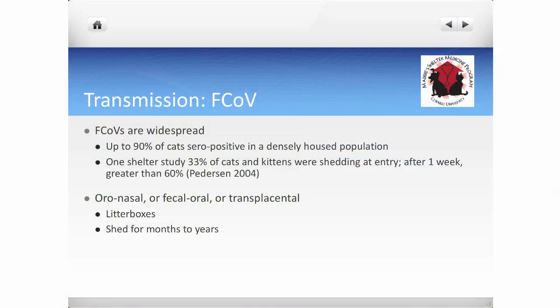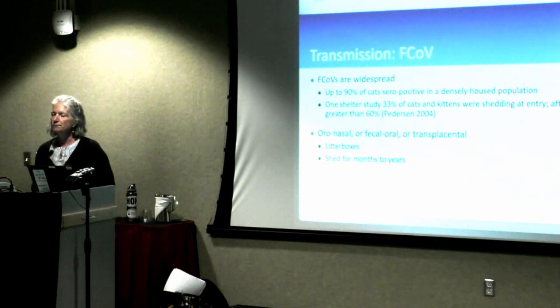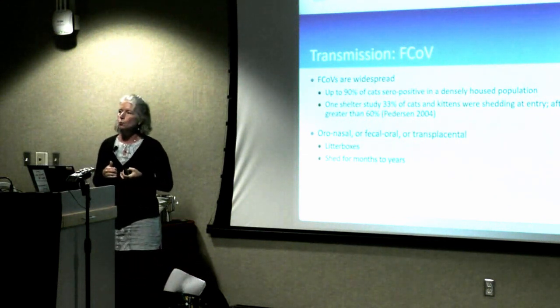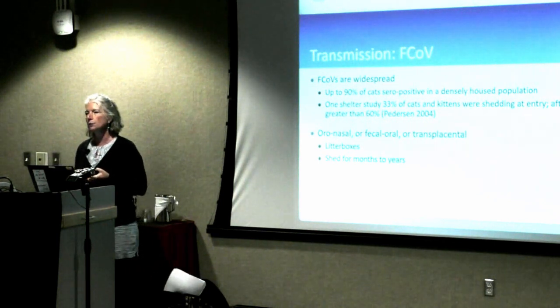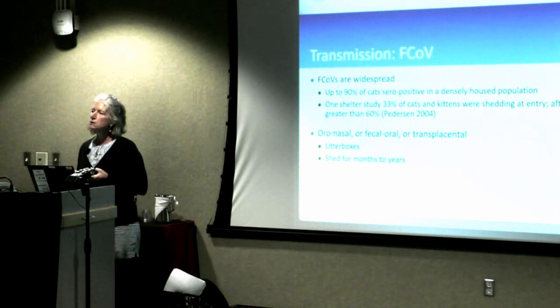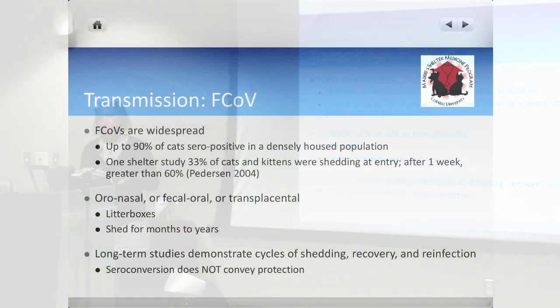It can be transmitted in several ways. Oronasal is what we think of most commonly, fecal-oral, and then transplacental, all possible. So obviously cat-to-cat contact is an issue, but litter boxes are a big issue, especially because that's what they're shedding into. And the shedding can go on for months to years. So this is not going to be something that we eradicate. This is going to be something that we need to talk about risk mitigation, like most of our diseases that we talk about in veterinary medicine and most of our diseases that we talk about in shelters. And so we're going to be mitigating this risk from the moment a cat walks into our organization.